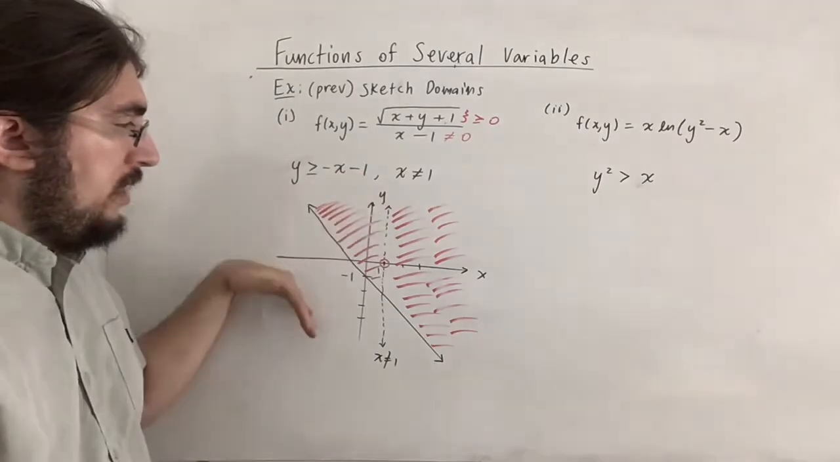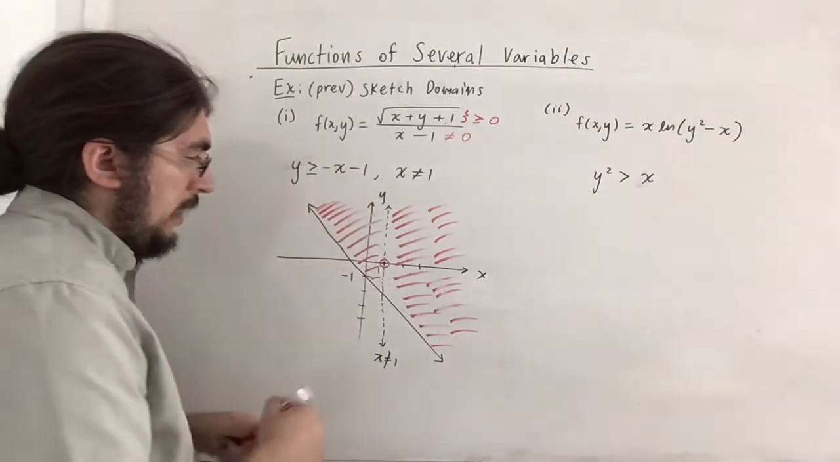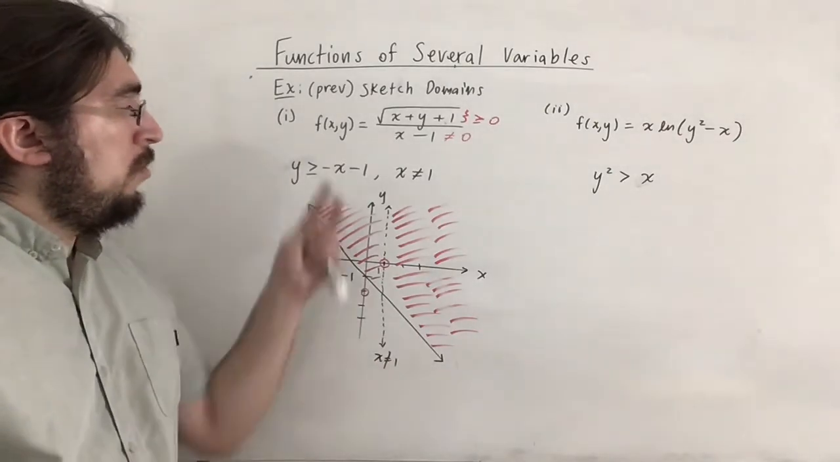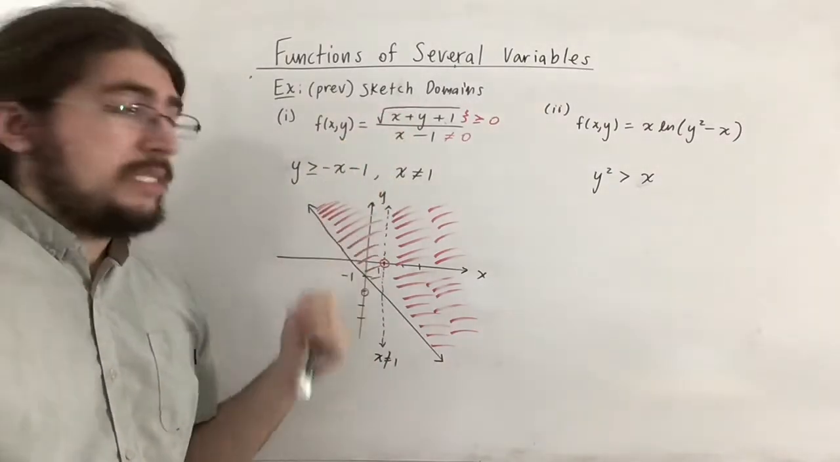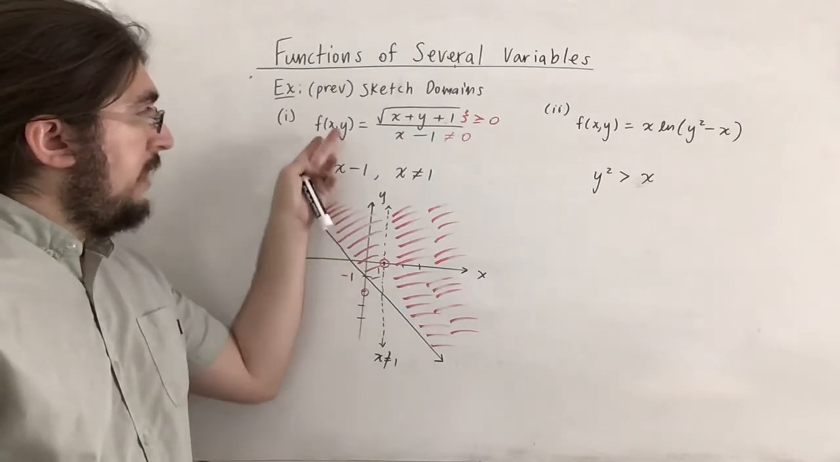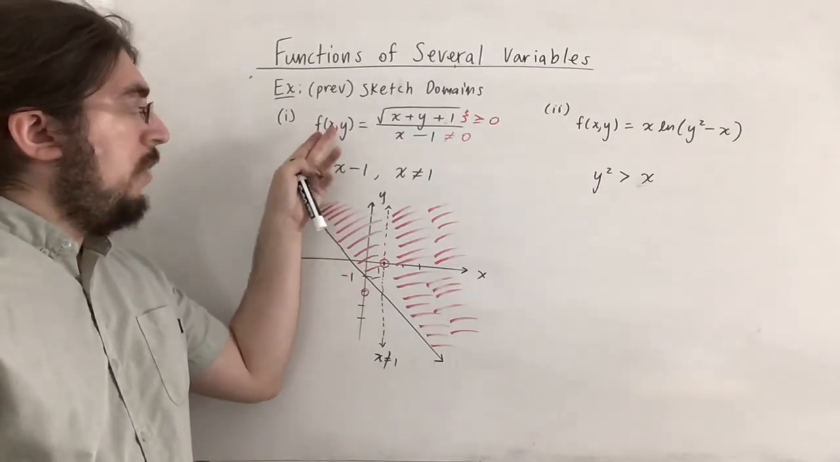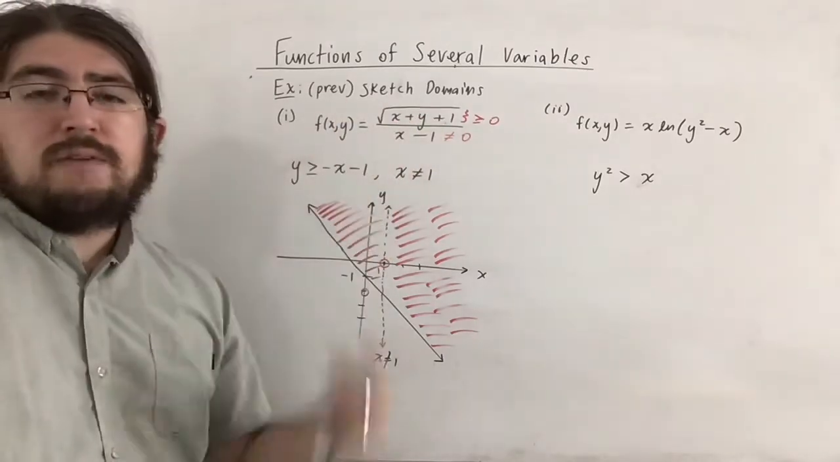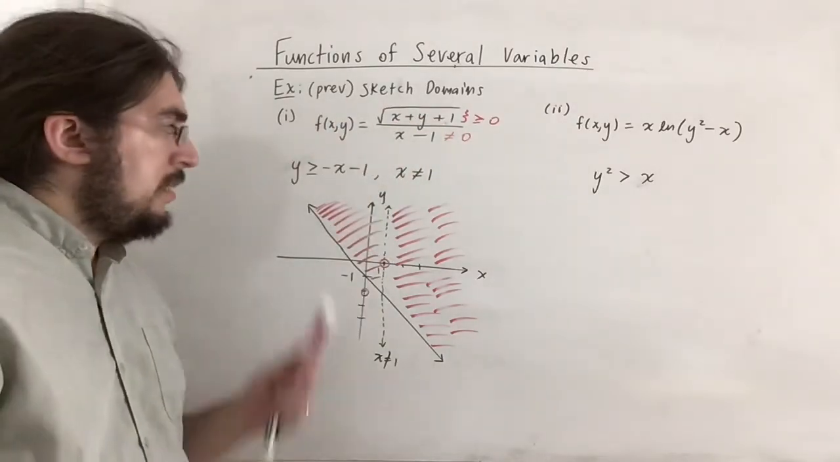Anything that's below this line here, let's say like this guy, 0, negative 2, will give you an inside of the radical that's negative. So if you plug in 0, negative 2, x is 0, y is negative 2, you'll get 0 minus 2 plus 1, which is negative 1. That's a negative 1 inside the radical, and that doesn't exist. So that's a reason why that's true.